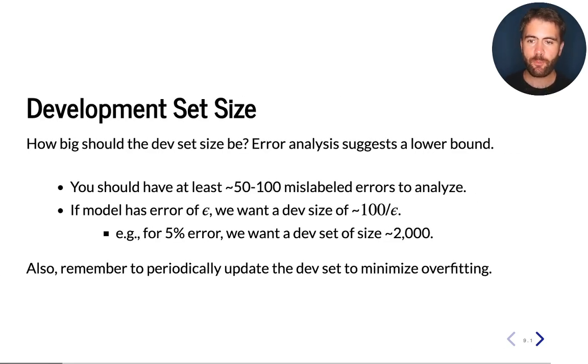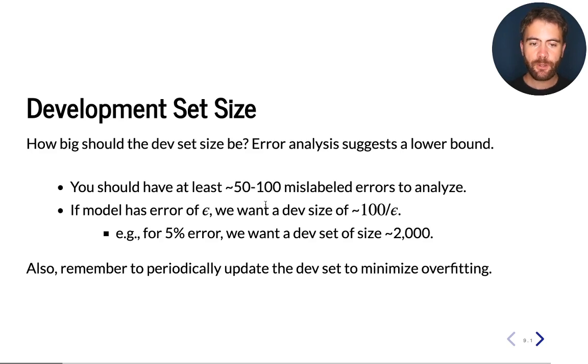So this is an example of what error analysis is, and error analysis also suggests a particular lower bound on the size of our development set. If our error analysis is to be useful, we need to see enough different types of errors that the model will be making. And ideally, we would want 50 to 100 at least. If we can have a little bit more, that's great, but between 50 and 100 seems like a reasonable number. And in order to observe this many errors, we have to have a data set that's large enough.